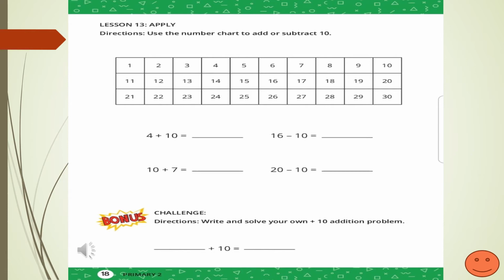20 minus 10. We have here 0 in ones place. In this 20, we have 0 in ones place. We will keep this 0 as it is. And we will decrease the 2 in tens place by 1. So this 2 will be 1. So all of them will be 10 as the difference of this subtraction sentence.